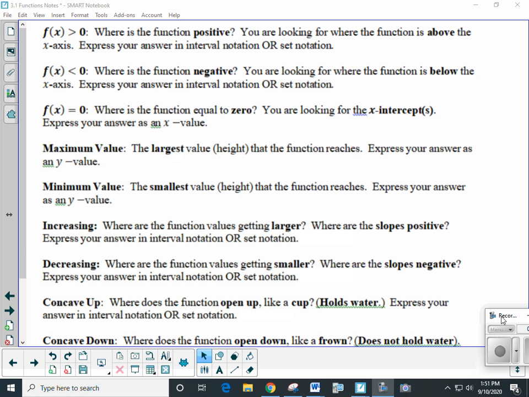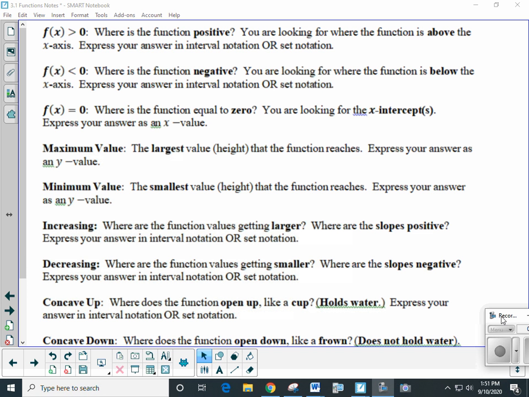But basically, you're talking about where the function is positive, which means above the x-axis; where the function is negative, where it's below the x-axis; where the function is equal to 0, that's where it crosses the x-axis; its maximum value, which looks like a mountaintop; a minimum value, which is the lowest point it gets, like in a valley; where it's increasing, so getting higher as you move from left to right; where it's decreasing, where it's getting lower as you move from left to right, or where the slopes of the function are negative.